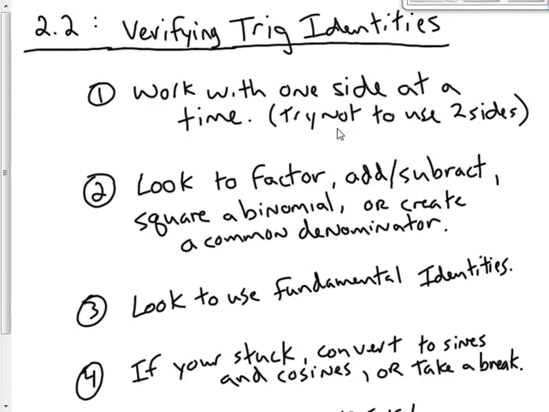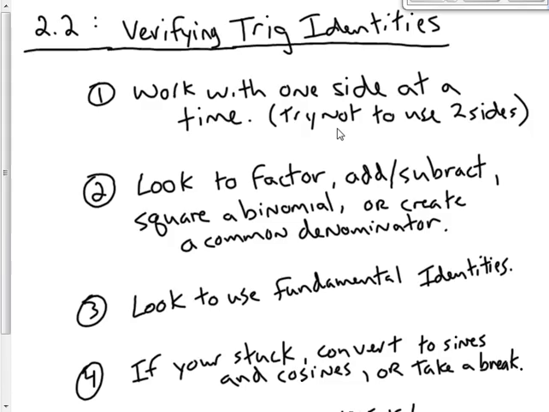Number 3, you want to look at using fundamental identities. That includes the Pythagorean identities on your worksheet. You want to note which functions you want at the end. So if the left side has sines and the right side has cosines, maybe you want to look for sine squared so that you can turn that into a cosine squared. Those types of things.